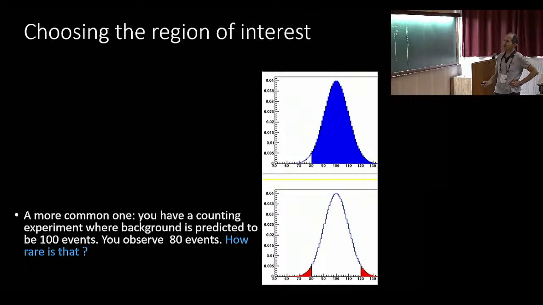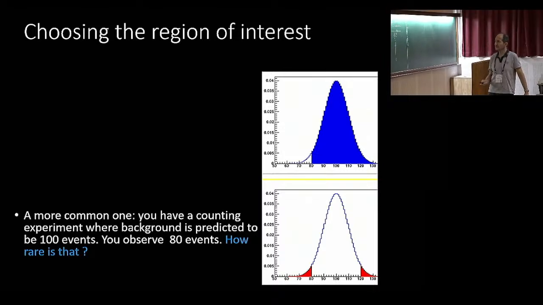in our practice. You have a counting experiment where the background is predicted to be 100 events. So this is the Poisson of 100, okay? And you observe 80 events. How rare is it to observe 80 events? So a frequentist's knee-jerk reaction will be to integrate from 0 to 80, the tail probability in the critical region defined by the observation. Defined by the observation, so you have observed 80, so you define the critical region afterwards.